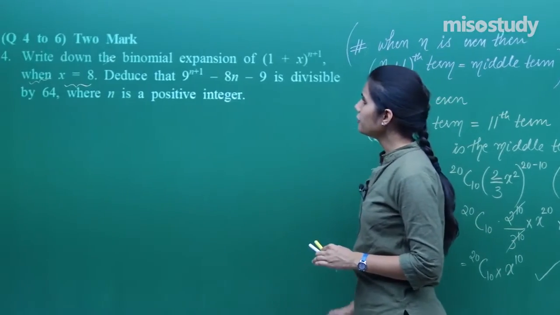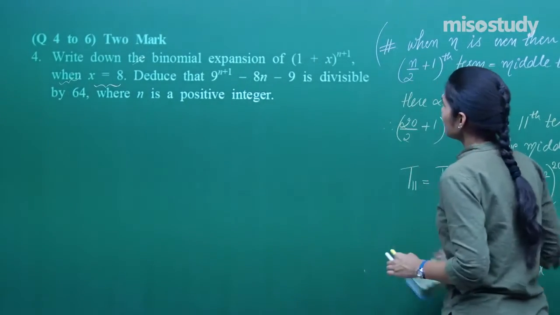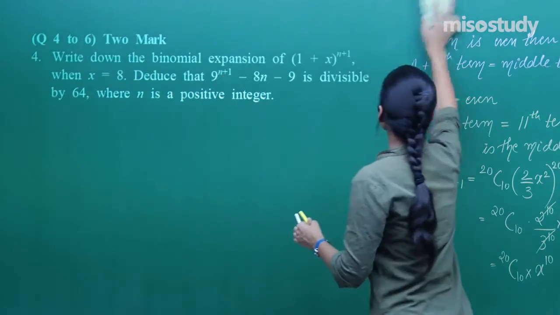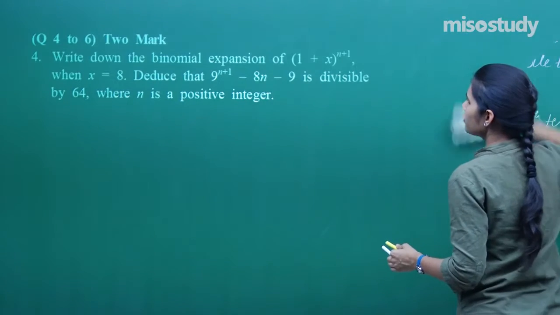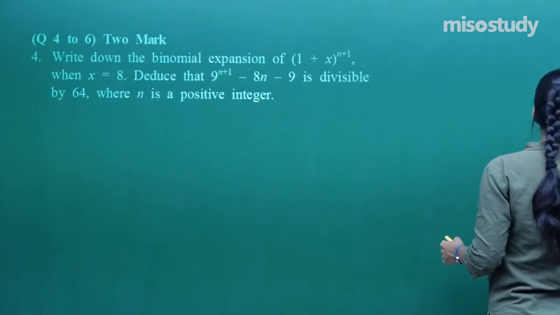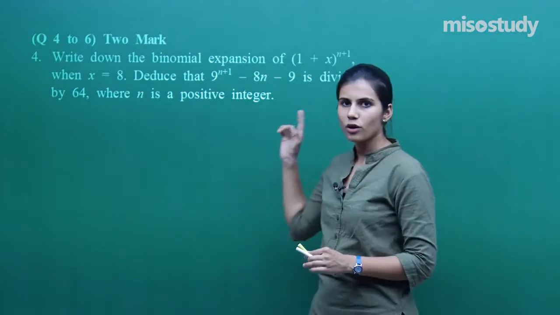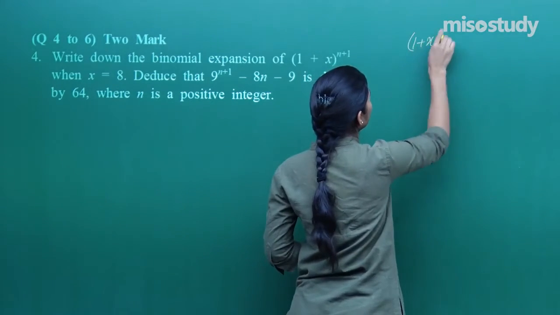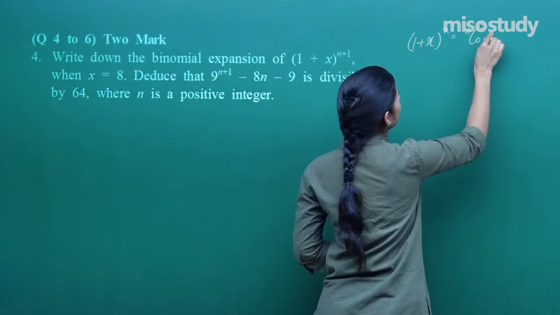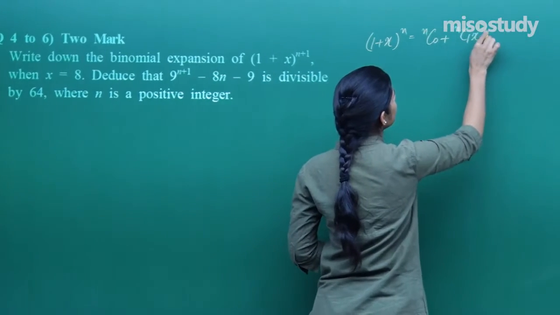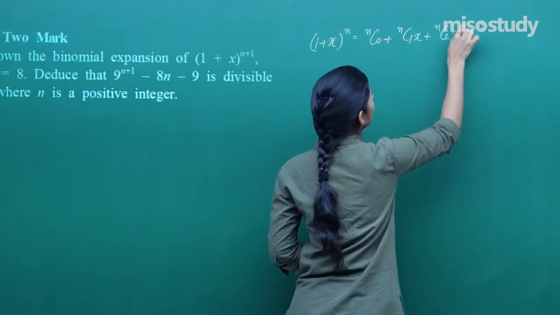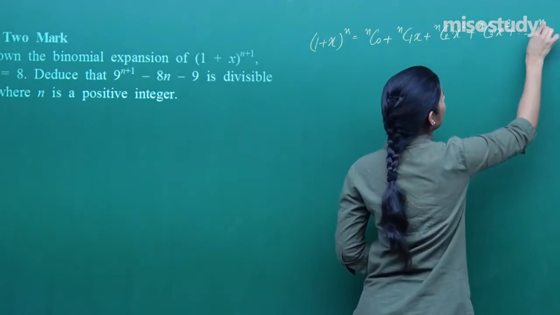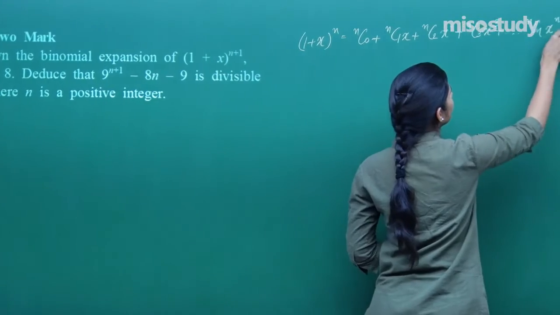Moving to the next, we have: write down the binomial expansion of 1 plus x whole to the power n plus 1 when x is equal to 8, and deduce that this expression is divisible by 64. How are you going to do that? First of all, 1 plus x to the power n plus 1. I know that 1 plus x whole to the power n is nc0 plus nc1 x plus nc2 x square plus nc3 x cube plus and so on, ncn x to the power n.